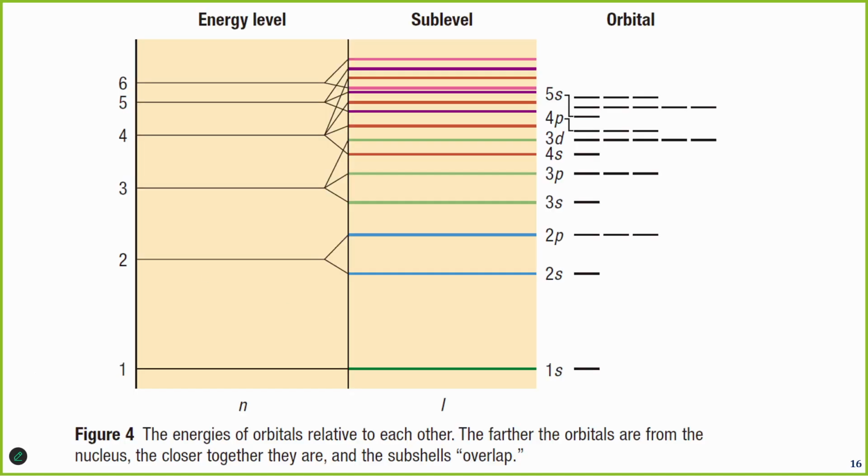And here figure 4 shows the relative energies of the s, p, and d orbitals in their respective energy levels. According to this graph, we can see the energies of orbitals relative to each other: the farther the orbitals are from the nucleus, the closer together they are, and the subshells may overlap.